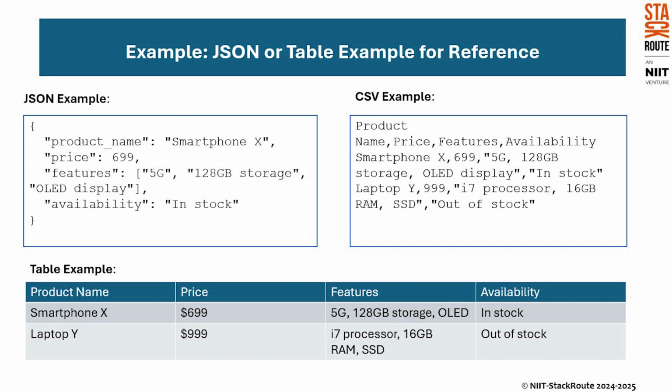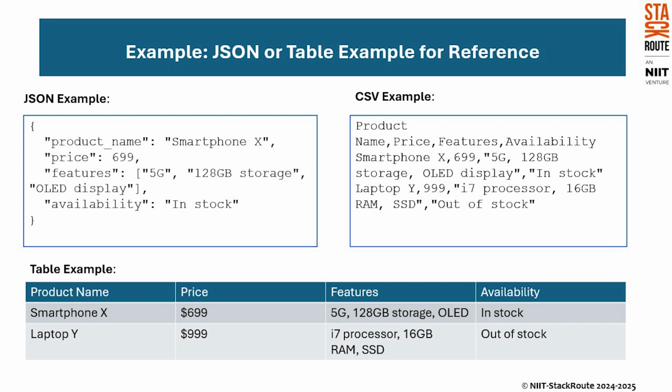In the CSV example, the first line contains the headers, column names: product name, price, features, and availability. Each subsequent line represents a product with the values separated by commas. For the first row, smartphone X, $699, 5G, 128 GB storage, OLED display, in stock. For the second row, laptop Y, $999, i7 processor, 16 GB RAM, SSD, out of stock. CSV is often used for importing or exporting data between spreadsheets, databases, or software that needs to read structured data in a simple text format.